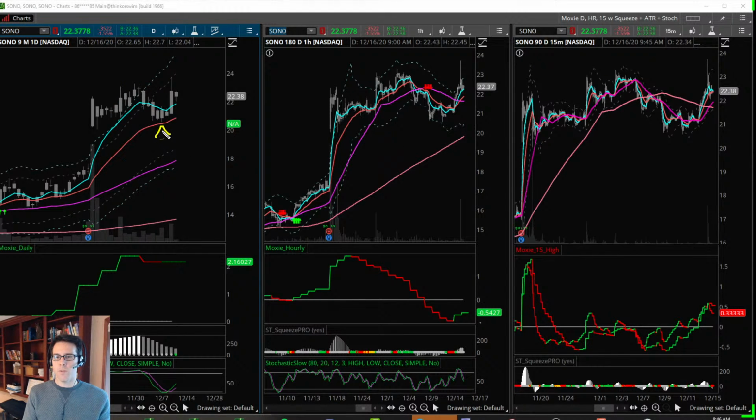Well, price so far has just pulled back to the daily 21. Great, we could see that. And there was a level, and you can see there's a level, and the Moxie indicator was turning up, and it started to ride the 15-minute 50 and move up.